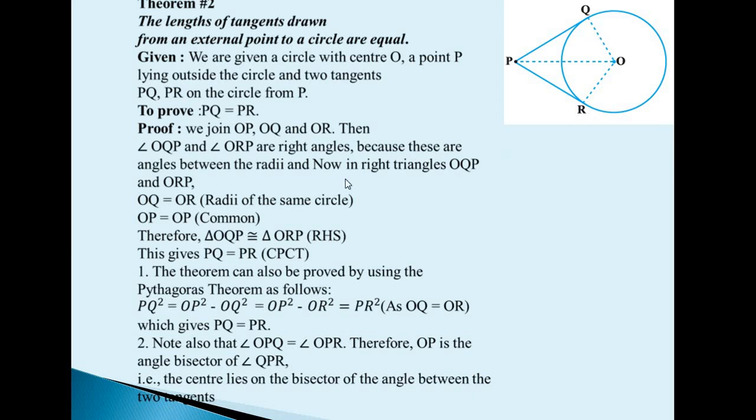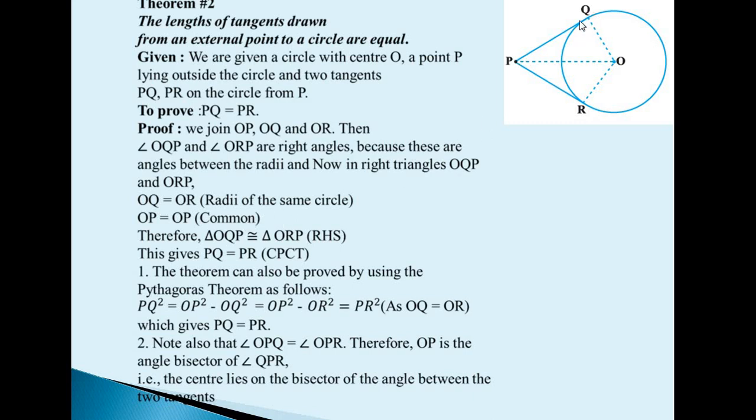Now you have to prove these two triangles congruent. That means, see here, your OQ and OR are the radii of the same circle. So I can consider triangle OQP and ORP, these two triangles you need to prove congruent. So in these two triangles OQP and ORP, your OQ and OR are equal. Reason, they are radii of the same circle. OP equal to OP, common, right?